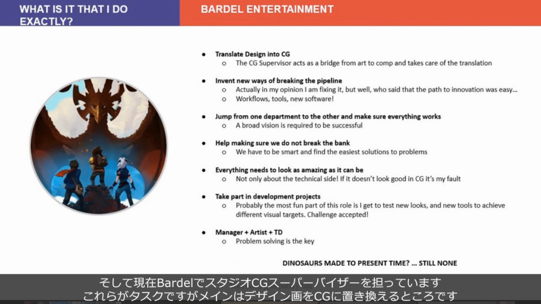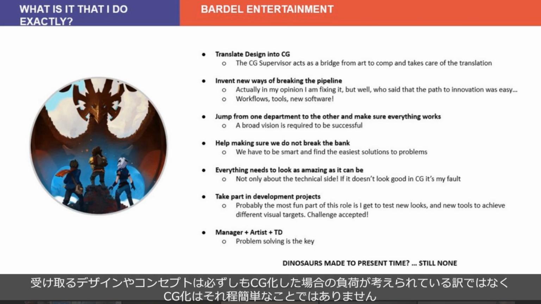I am Studio CG Supervisor at Bardel right now, and these are mainly my tasks. So probably the main one is to translate what comes from design into what we do in CG. We always get some drawings, some concepts, and they get handed to us and they say, okay, now let's make them in CG. And that process is not that easy. We have to understand how to make them in CG.